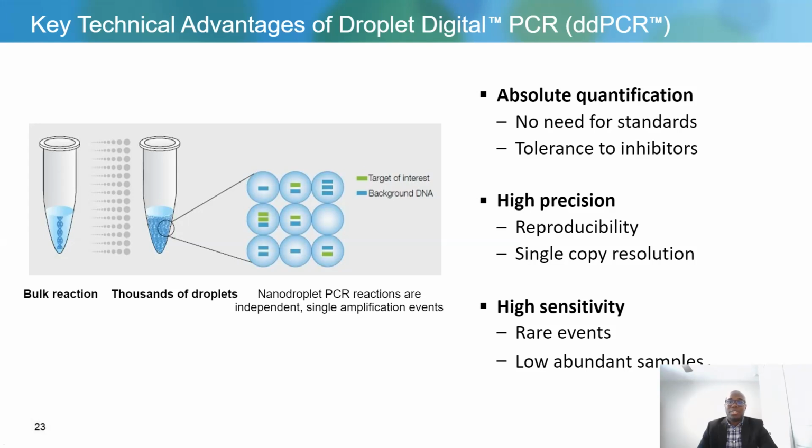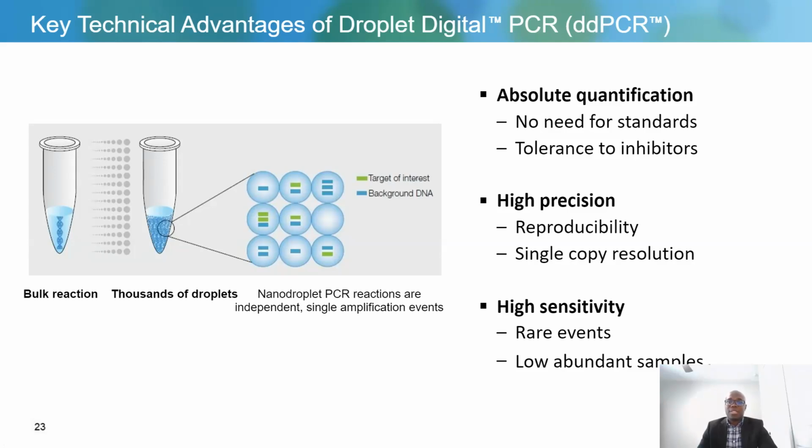ddPCR has high precision and reproducibility, allowing the ability to discriminate small differences in gene content. Its high sensitivity enables detection of rare events like cancer mutations and viruses. This is fundamentally due to titrating out high copy background, effectively increasing the signal to noise ratio.